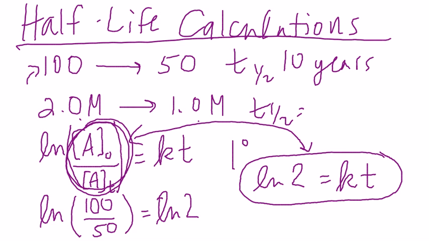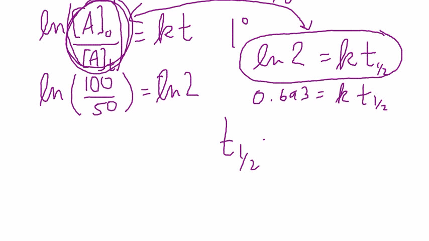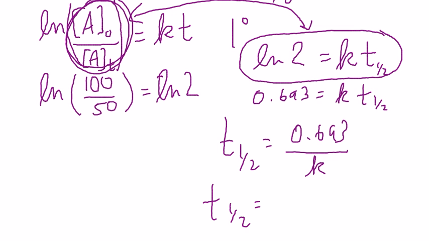You could simplify this even more. The natural log of 2 is 0.693. So 0.693 is equal to k times t. And really we should call that T1/2. So T1/2 then is equal to 0.693 over k. Or T1/2 is equal to the ln of 2 over k for your first-order reaction.